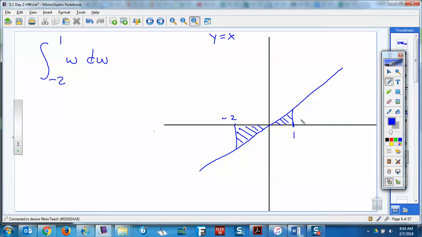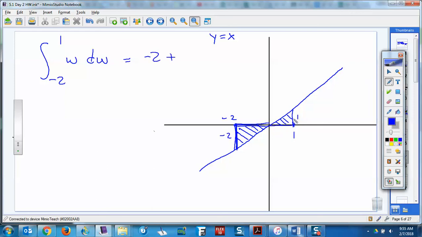Okay, so what is this y value right here? We'll plug it into our function. Oh, it's y equals x, so it's the same. So that's going to be 1. This can be -2, right? So we got a triangle that's a 2 by 2. What's the area of a 2 by 2? 2. 2 times 2 times a half, right? So that's going to be 2. Now, is that going to be positive or negative area? That's negative area. So we got -2.